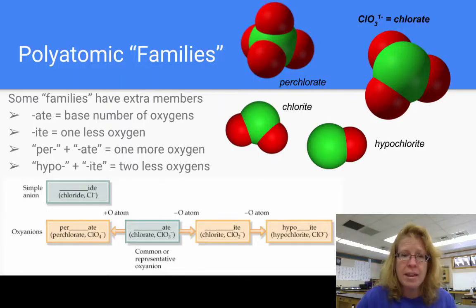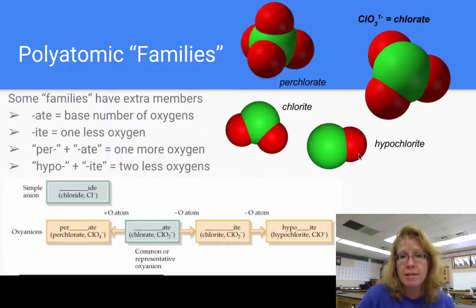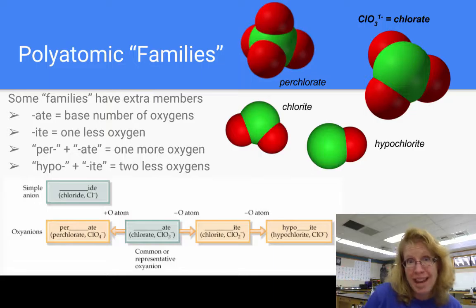So again, the key idea here is the ate form is the basic one. Here it is up here in the top right. There's our chlorate, which is ClO3. The ate form is the most common form, or the kind of standard form if there's a whole family to it. The ite form, which is over here, has 1 less oxygen than chlorate, and the hypochlorite form has 1 less even than that. So if chlorite has 2, hypochlorite would only have 1. So those are on the downside.